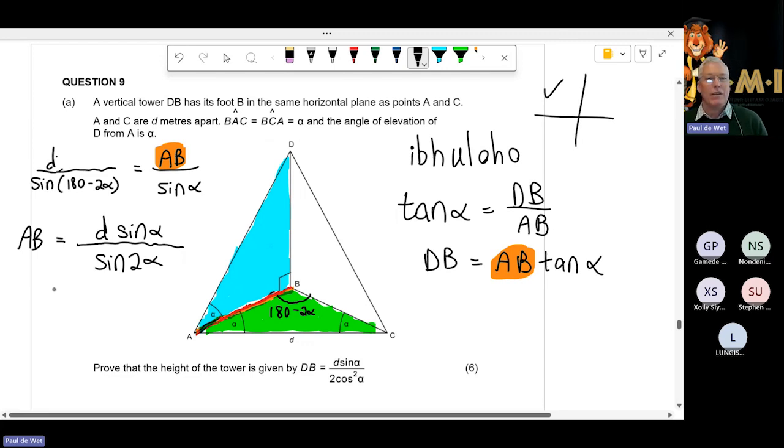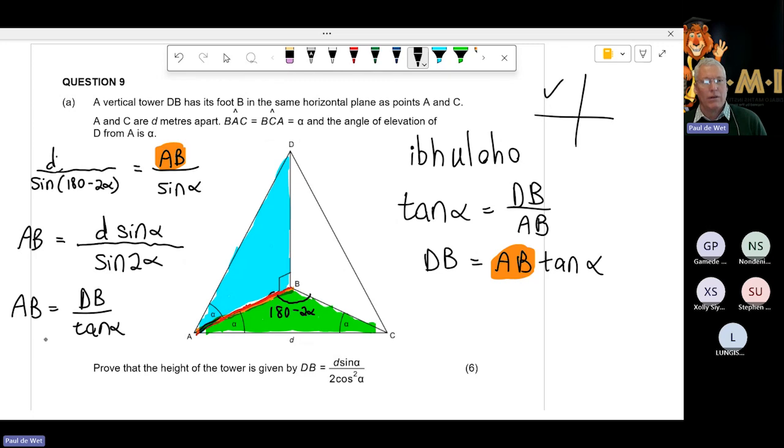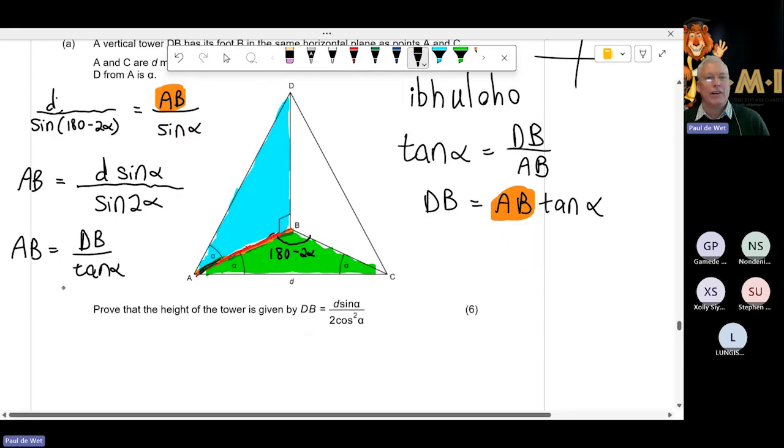AB is equal to dB over tan alpha, okay? And then D sine alpha over sine 2 alpha is equal to dB over tan alpha.